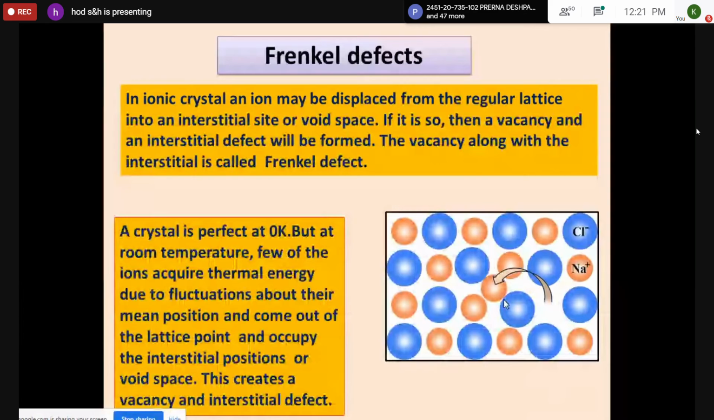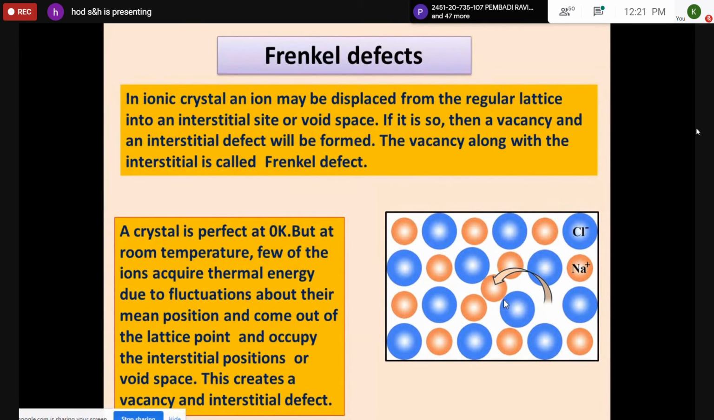So the other category is Frenkel defects. As I said, point defects are classified into 4 categories. The first one, vacancies. Second one, interstitials. Third one, compositional defects, and the fourth one, electronic defects. And the second category, interstitials. So the ionic interstitials are called Frenkel defects.